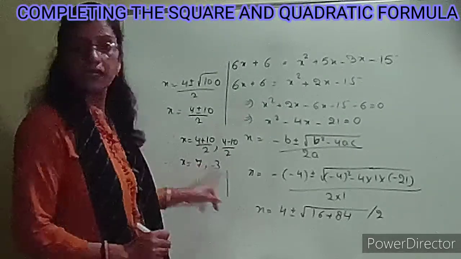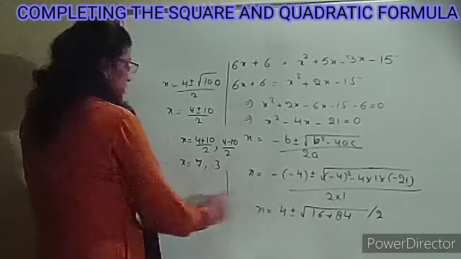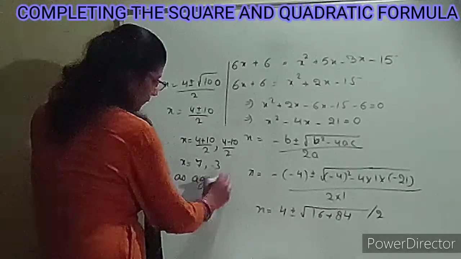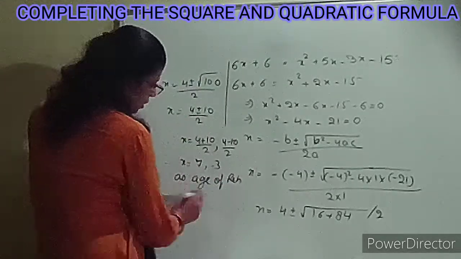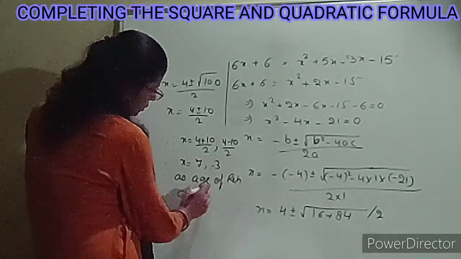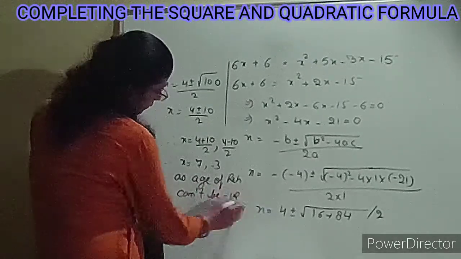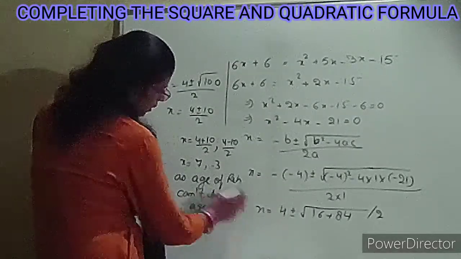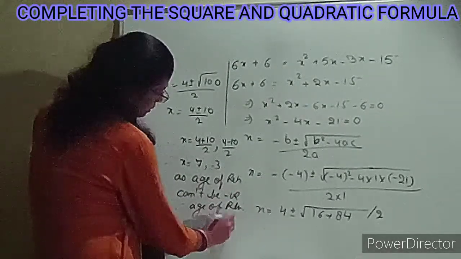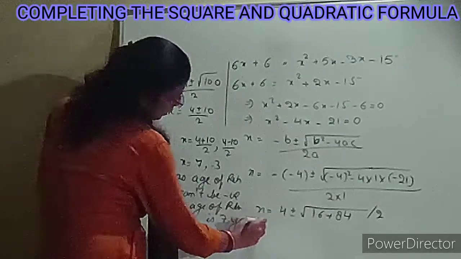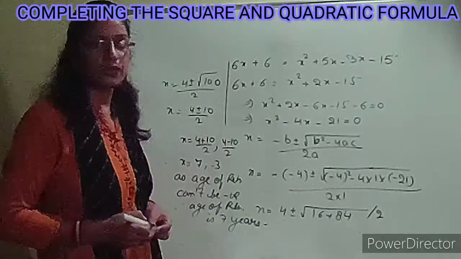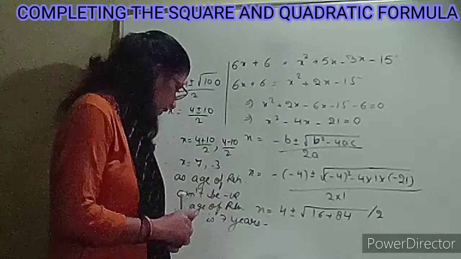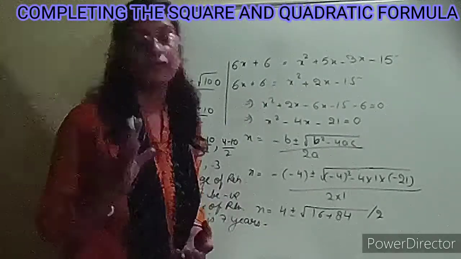So the age of Rahman cannot be negative. You will write in statement form: the age of any person cannot be negative, therefore the age of Rahman is 7 years. This is your answer. So this was your question number 4. So quickly let us start question number 5 now.